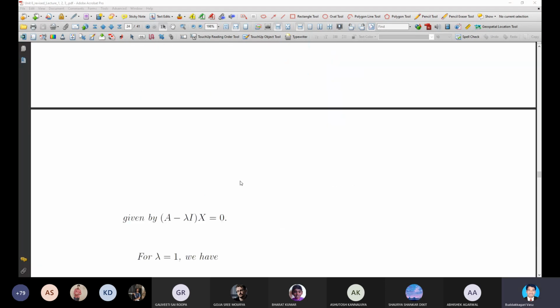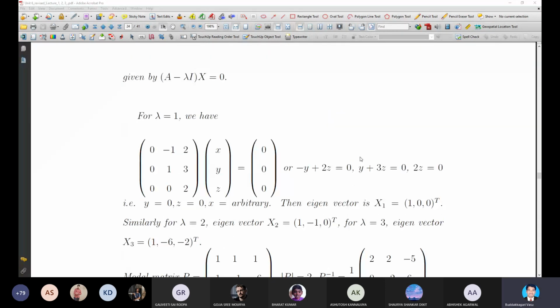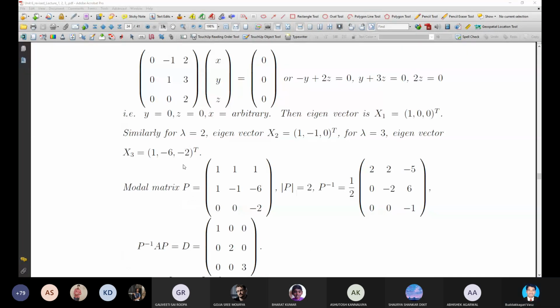So for lambda is equal to 1, the eigenvectors are, see it here, this one is 0, this is 0, right? This is x1 is 1, 0, 0. So therefore this P is this one, 0, 0.